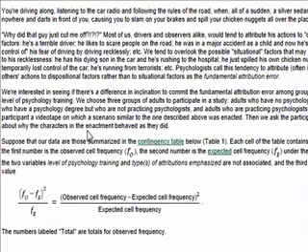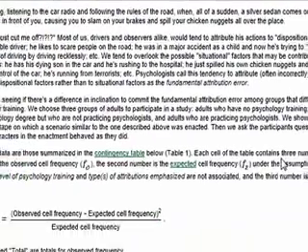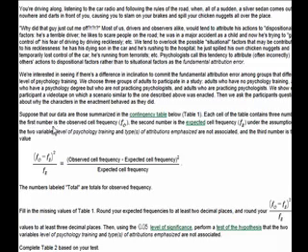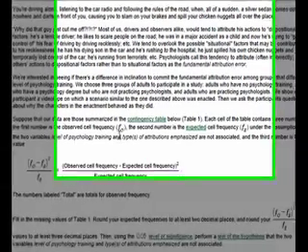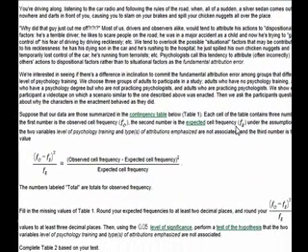We show each participant a videotape on which a scenario similar to the one we described above was enacted. Then we ask the participants questions about why the characters in the enactment behaved as they did. Suppose that our data are those summarized in the contingency table below, and I'll scan down to that in a minute. Each cell of the table contains three numbers. The first number is the observed cell frequency, F sub O. The second number is the expected cell frequency, F sub E.